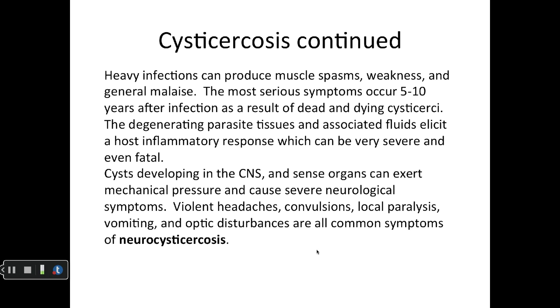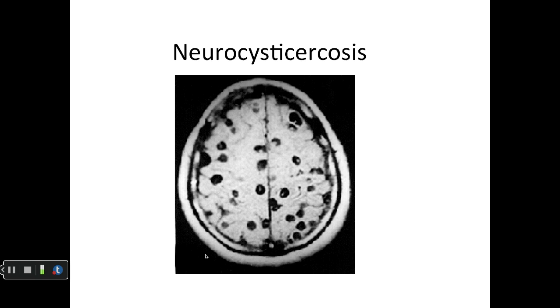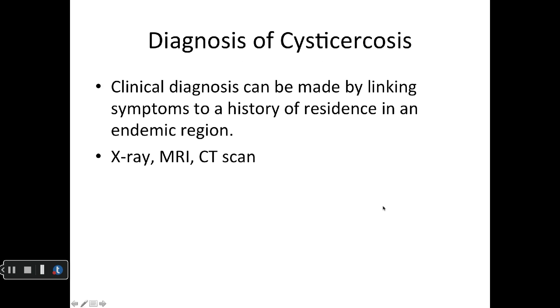The cysts that develop in the central nervous system and sense organs like the eye obviously are going to exert mechanical pressure and can cause very severe neurological symptoms. When they're in the brain, they can cause violent headaches, convulsions, seizures, local paralysis, vomiting, optic disturbances. Those are all very common symptoms of cysticercosis of the brain, which is referred to as neurocysticercosis. Here you can see a very severe case. This is a digital image, and you can see there are numerous cysticerci in the brain of this individual.